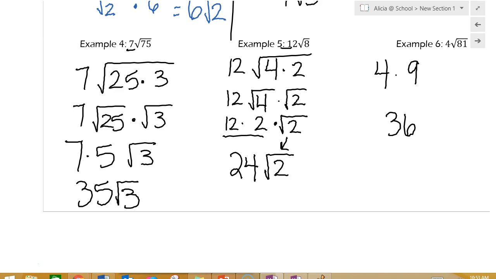Alright, that brings us to the end of this video. Again, just try to memorize those square roots, perfect squares. When in doubt, you can always use your calculator. So you can go ahead and move on to Target 1C.2 activity.